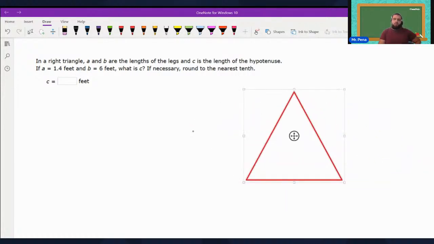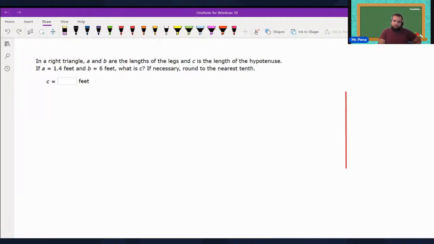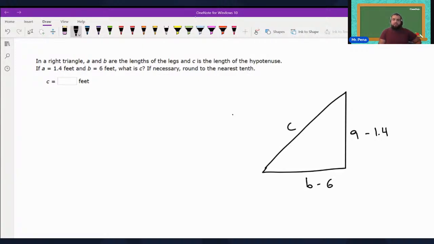I'm trying to make a triangle, but in no way is this going to be a right triangle. So I'm better off just making a straight line and doing my best to not botch this shape. Now, A was here, B, and C. A is 1.4 feet. B is 6 feet. What is C? That's the question.